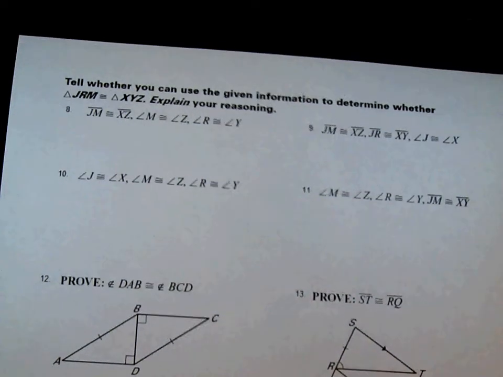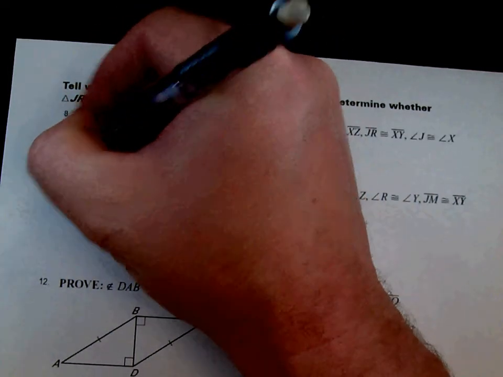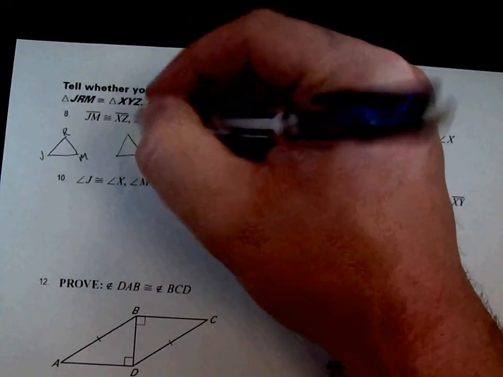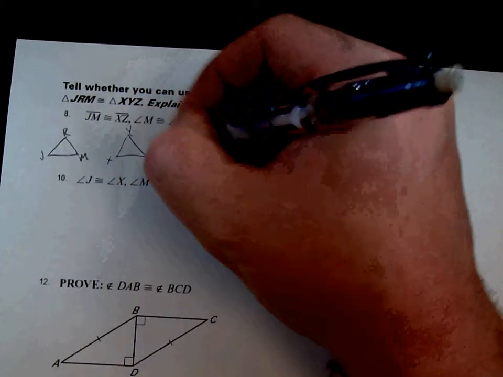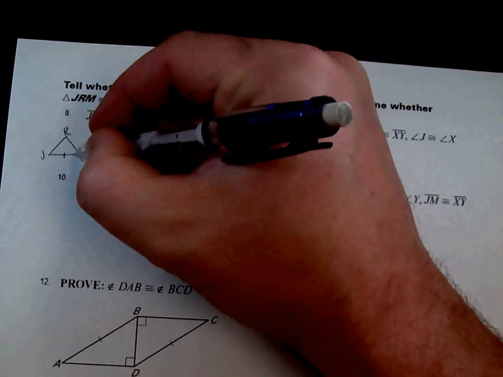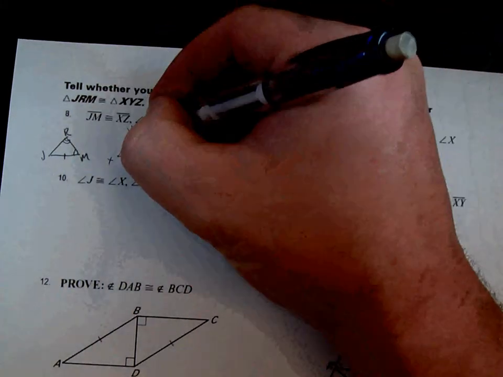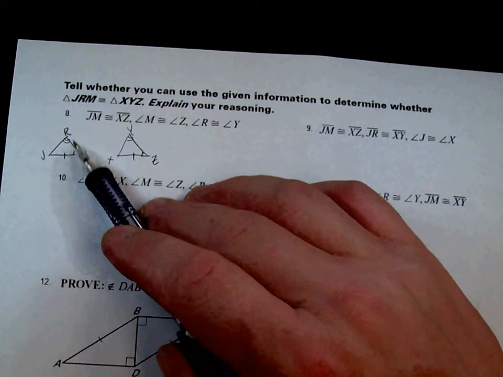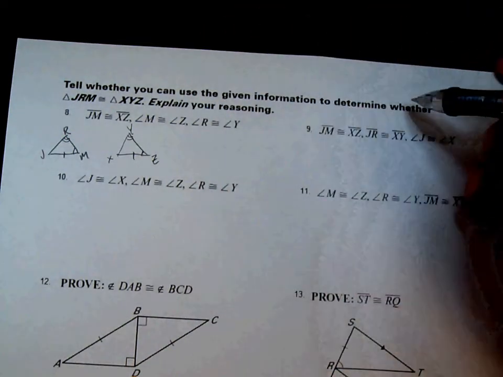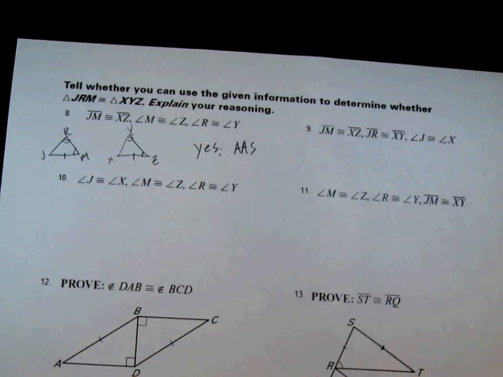If we flip to the back page, tell whether that's enough information. I'm just going to draw triangles real quick. JRM, XYZ. Make sure you name them in order. So JM is marked as congruent to XZ. Angle M is marked congruent to angle Z. Angle R is marked congruent to angle Y. So we have two angles, but not the side in between, so it's two angles and then a side, so it's AAS. So as to whether you can use the given information, yes. For my explanation, I'm just going to write AAS. So I have two angles with a non-included side.